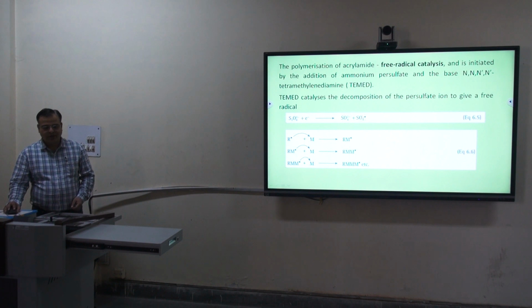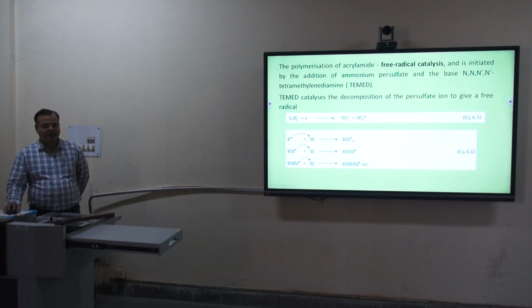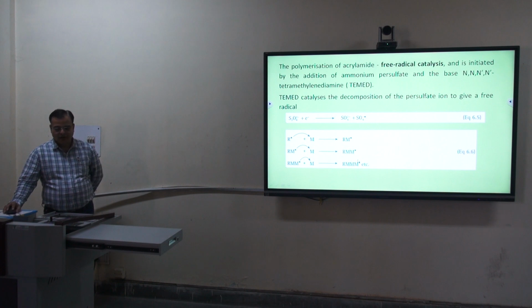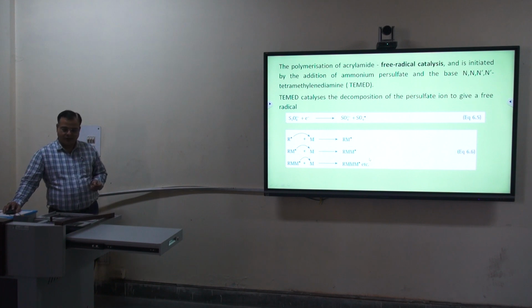So if we represent the free radical by R dot, this R dot attacks the monomer acrylamide. Acrylamide reacts with this free radical and forms RM dot. So this RM again forms a free radical; it has again an unpaired electron. This RM dot is a free radical. It again attacks the next monomer acrylamide, and it forms RMM dot. And in this way, the chain keeps on propagating, elongating, and a long chain is formed.